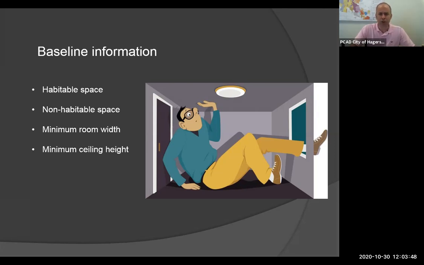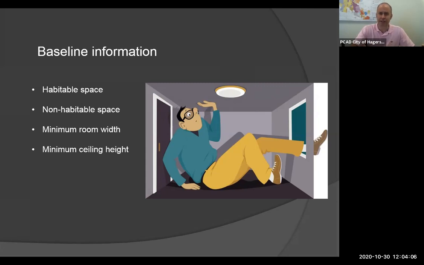And then also for the minimum ceiling height. The minimum ceiling height for habitable rooms is 7 feet. So it's pretty easy to remember. Minimum room width, 7 feet. Minimum room height, 7 feet. It's pretty straight across the board on what the minimums are.